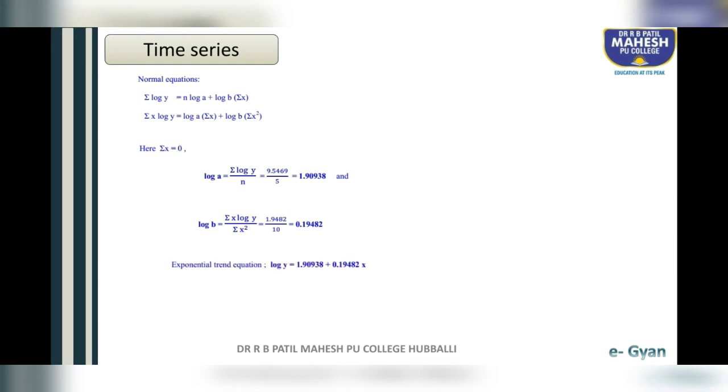log of b is 0.19482. So therefore the exponential trend equation is log y is equal to log a plus x log b. So log y is equal to the log a value, 1.90938, plus log b, 0.19482 into x. And the second question is, students, we have to estimate the profit of 2020.